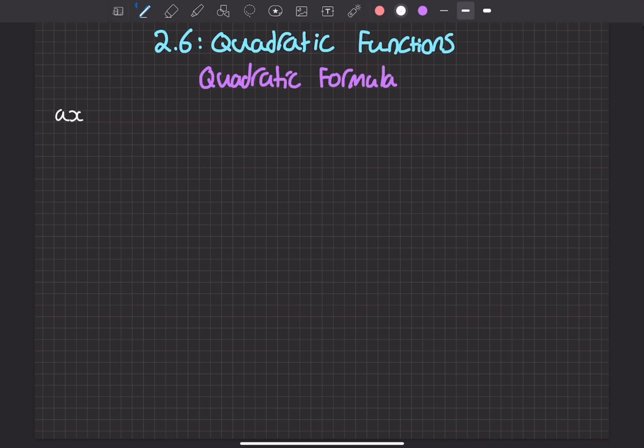So first you put your quadratic in standard form, so ax squared plus bx plus c, right? And we'll let it equal 0, because when you use the quadratic formula, you're using it to find the x-intercepts. So you're using it to find where y equals 0, right?